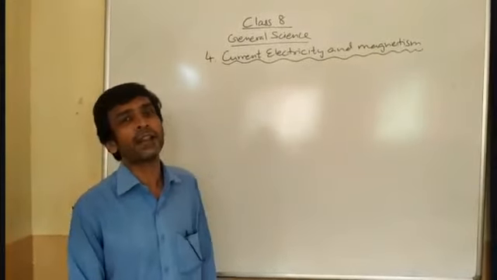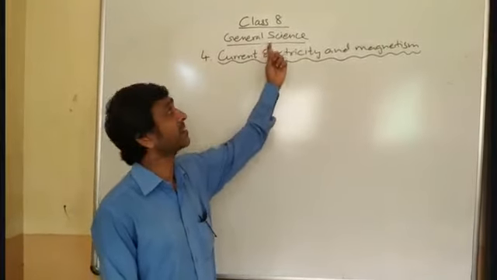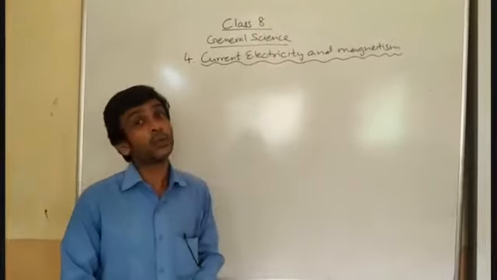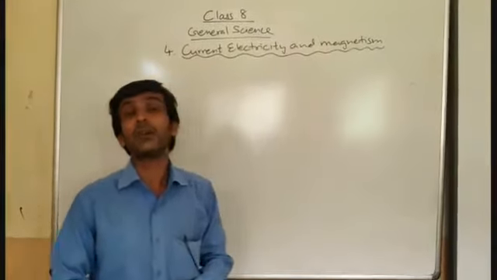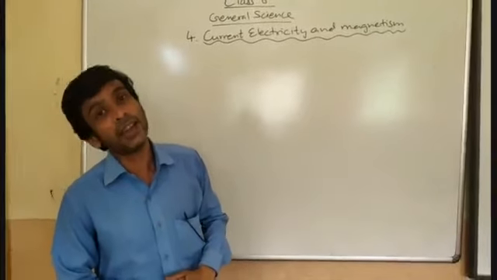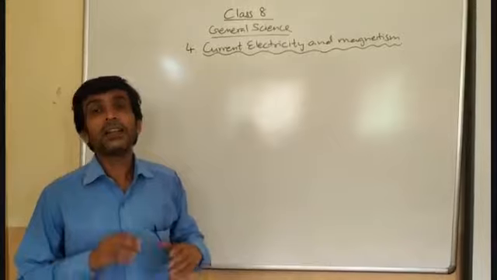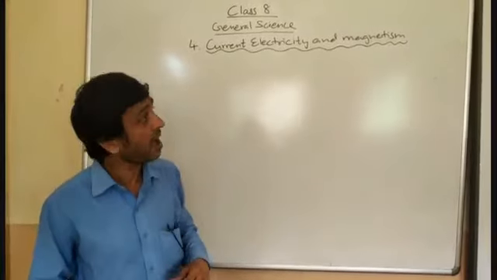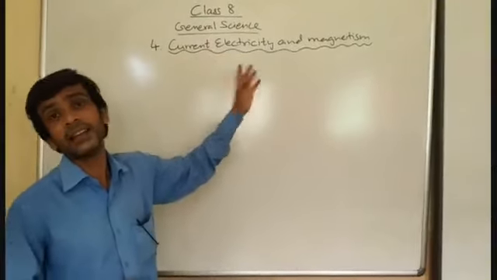Namaste. Myself Praful Manekpuria will be doing the fourth lesson of subject General Science of Class 8. In today's chapter, Current Electricity and Magnetism, we are going to study the flow of electric current, some basic concepts related to electric current, different types of cells, and how magnetism is related to current electricity.